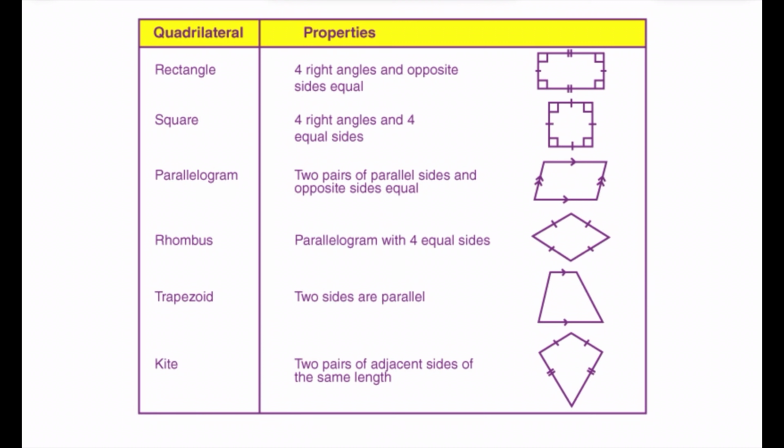And then our last shape would be a kite. And for a kite, we have two pairs of adjacent sides of the same length. So adjacent, right, it means next to. So the two top sides that are next to each other, well, those are equal. And then the two bottom sides that are next to each other, those are equal. And that is shown with those two tick marks to show that the lengths are equal for the kites.